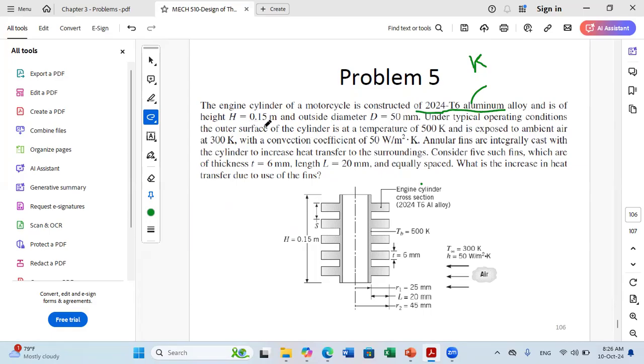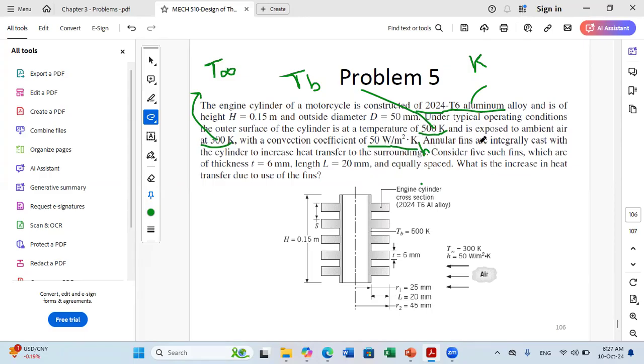It is of height 0.15 meter and outside diameter of 50 millimeter. Under typical operating conditions, the outer surface of the cylinder is at a temperature of 500 Kelvin and is exposed. So this is the temperature at the base. And it is exposed to ambient air at 300 Kelvin. This is T infinity. With a convection coefficient of 50 watt per meter square Kelvin. This is h.